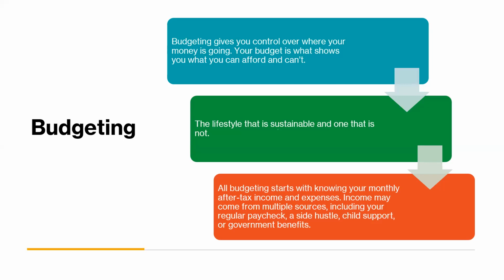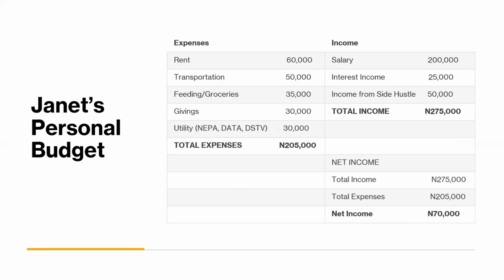All budgeting starts with knowing your monthly income and expenses. Your income may be from multiple sources: income from your regular paycheck, income from your side hustle, from child support, or government benefit. So you need to know all your income and all your expenses. Let's look at a hypothetical example of someone's budget. So this is Janet's personal budget. I've asked you guys to draw your budget. This is what your budget would look like.